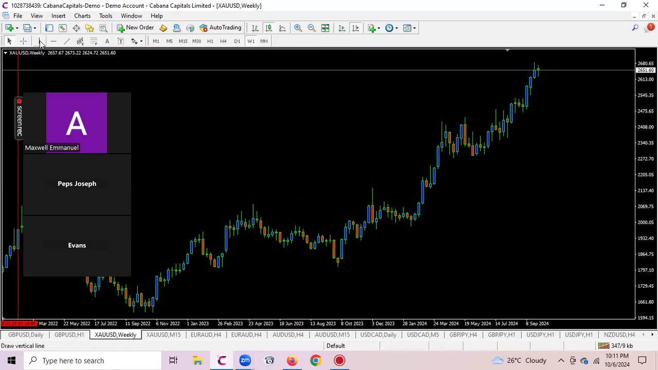What should we call this? Mr. Joseph, Mr. Evans, what would you call this? Drop it in the comments. This should be a spinning top, right? Or should we call this a hanging man?